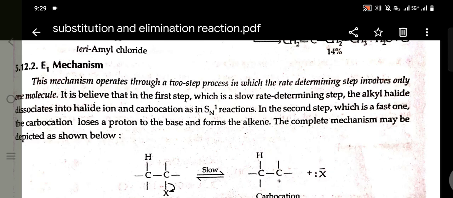E1 mechanism. This mechanism operates through a two-step process in which the rate determining step involves only one molecule. It is believed that in the first step, which is a slow rate determining step, the alkyl halide dissociates into halide ion and carbocation as in SN1 reaction. In the second step, which is a fast one, the carbocation loses a proton to the base and forms the alkene. The complete mechanism may be depicted as given. It is obvious that the reaction follows first order kinetics as the rate determining step involves only one molecule.